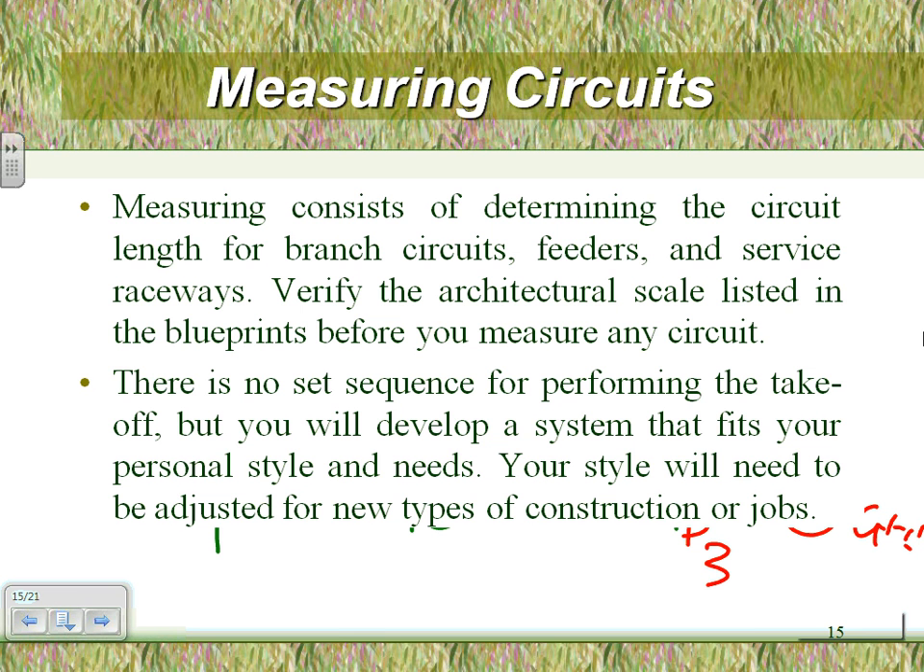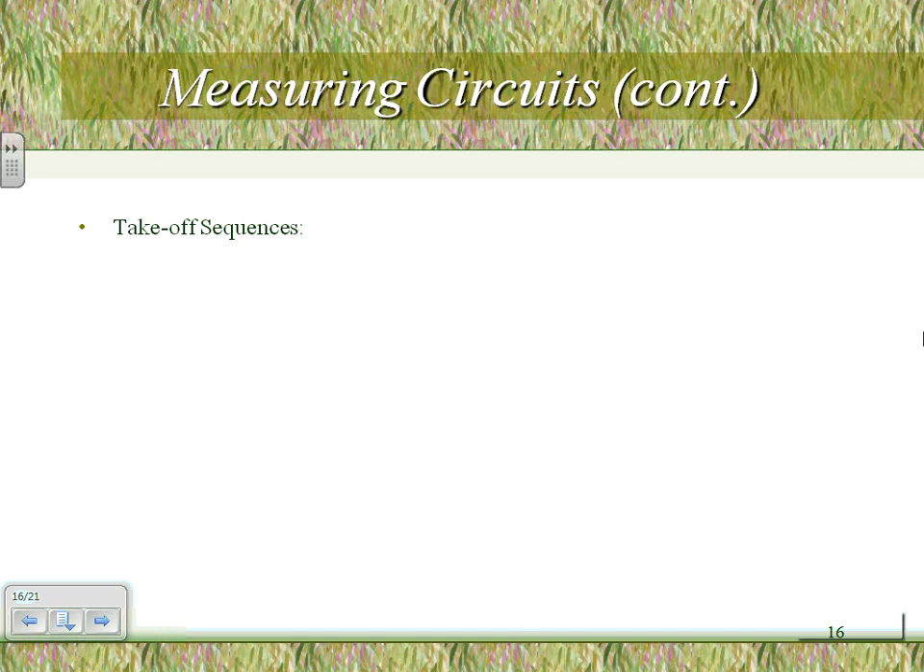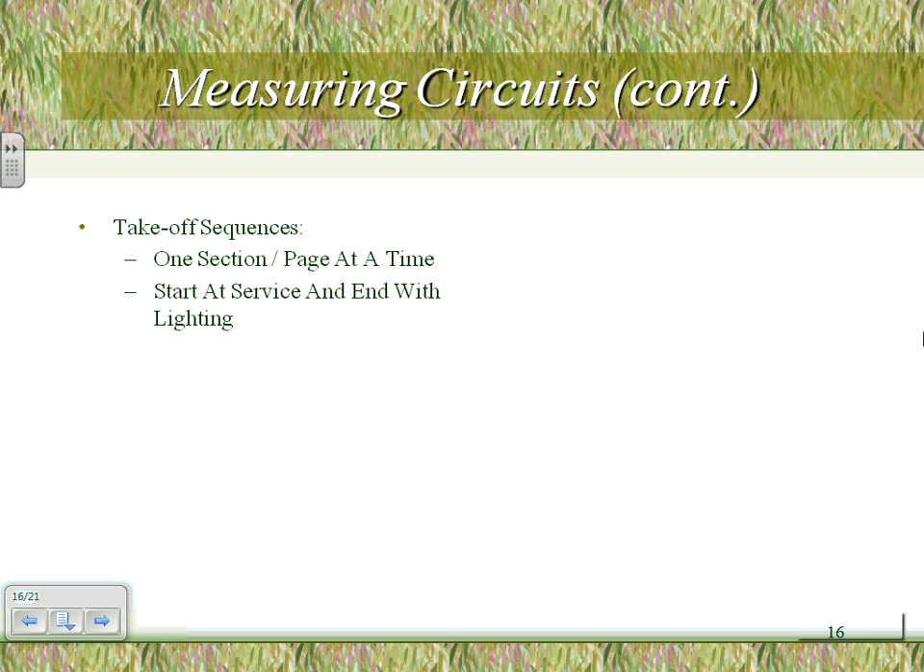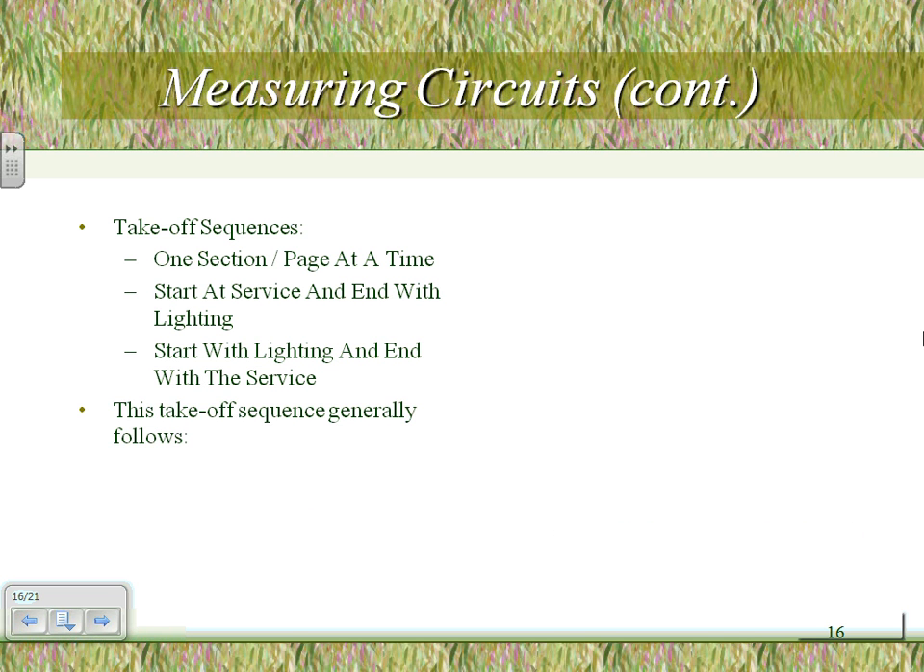Sequence. When you do the takeoff, guys, you have to find some type of sequence for doing the takeoff. It doesn't matter which sequence. At least you start with lights and end up with switchgear, or whatever. You have to start with a sequence. Okay, here's one. Sequence is how are you going to be doing it? Takeoff sequence. One section, one page at a time. That makes sense. Start at the service, end up with lighting. Start with lighting and end up with the service. So these are 3 different takeoffs: one page at a time, start with service and end with lights, or vice versa.